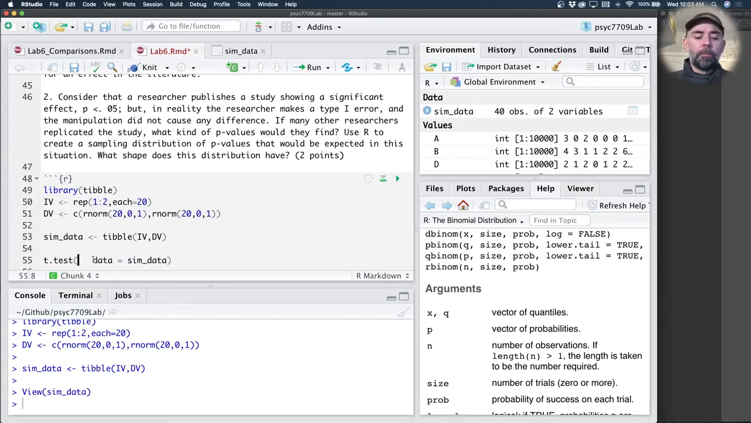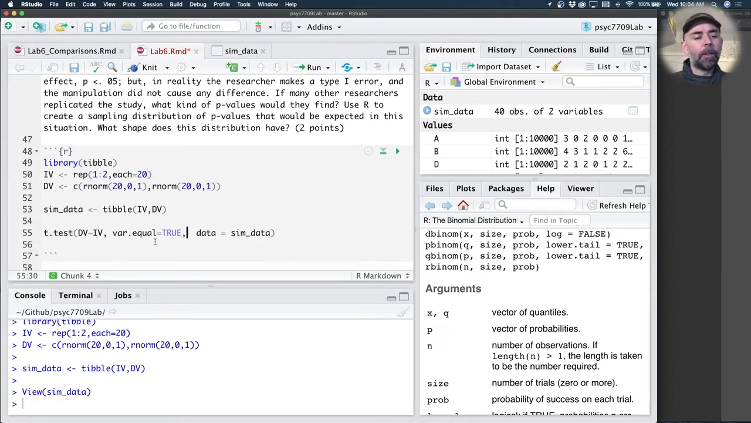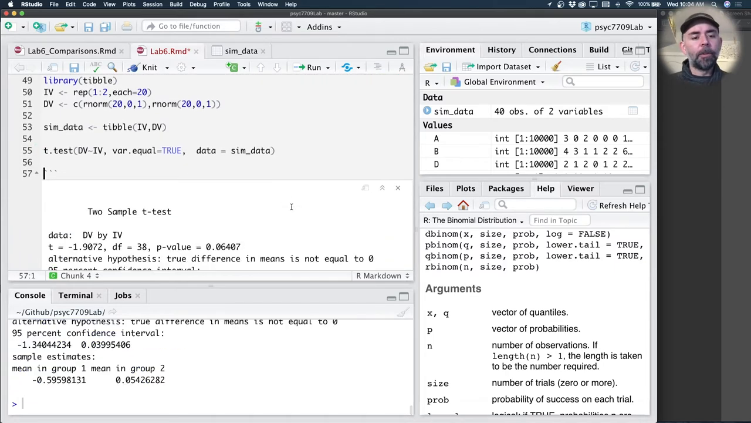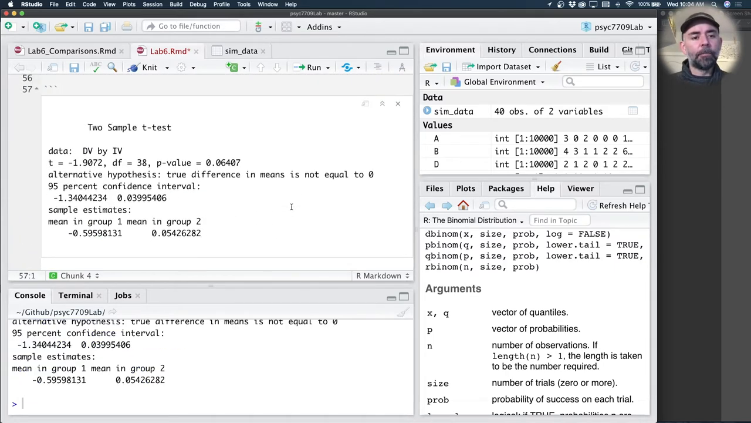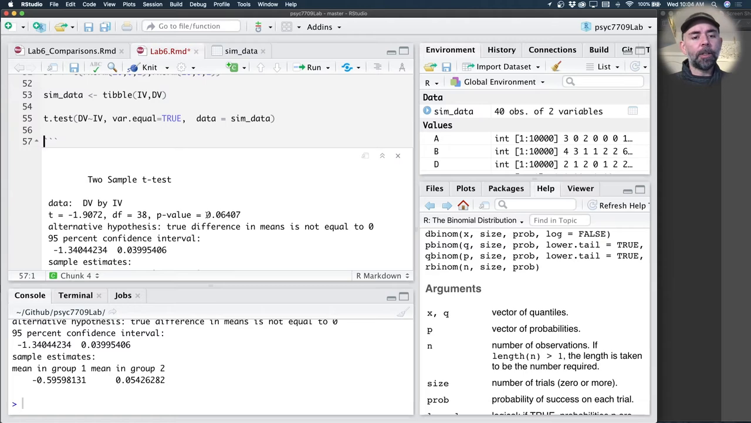Data equal, I'm going to use the formula dv by iv. We'll assume this is a between subjects design, and we will make the equal variance assumption. So there we did a t-test. Oh, I got a 0.06 on this t-test.